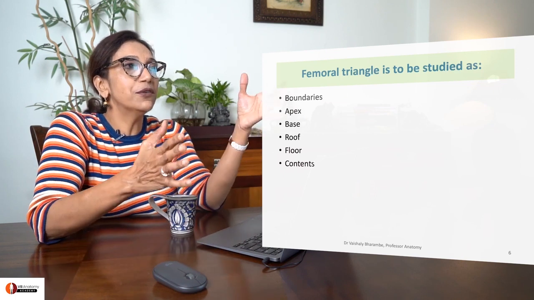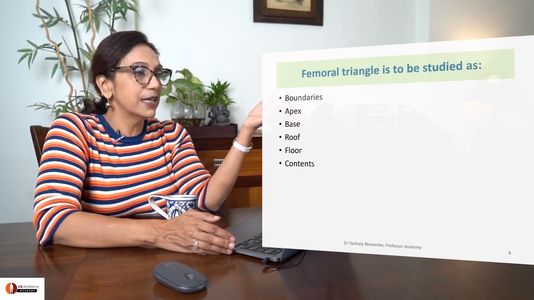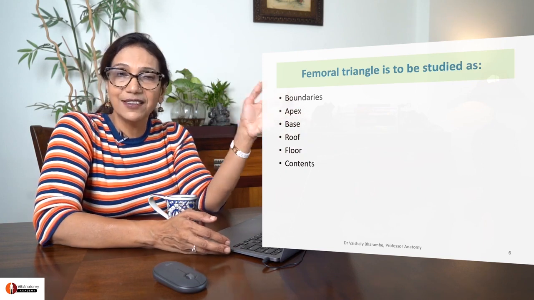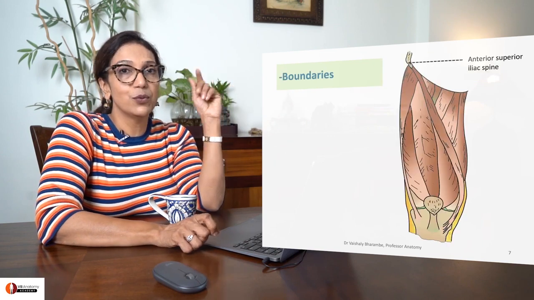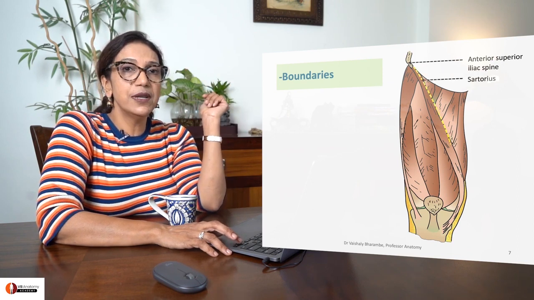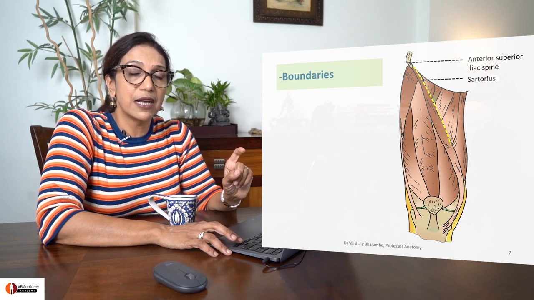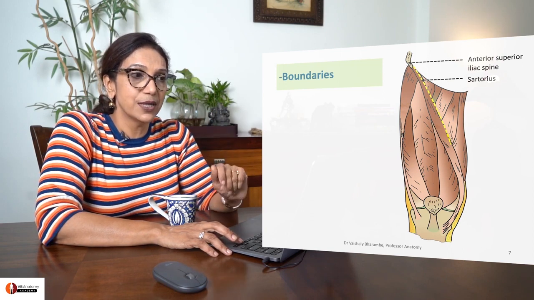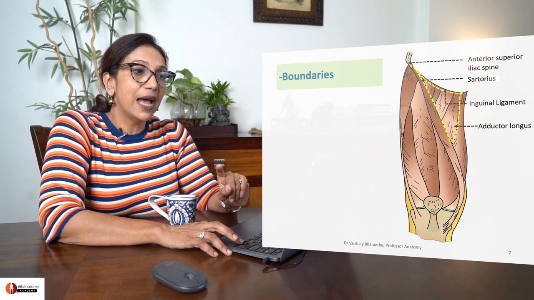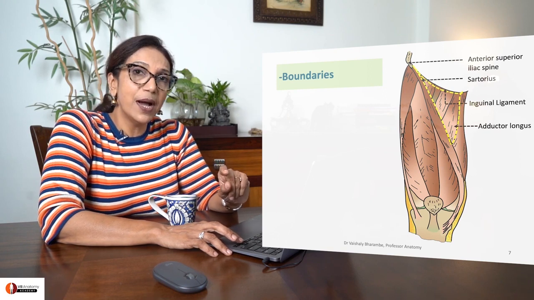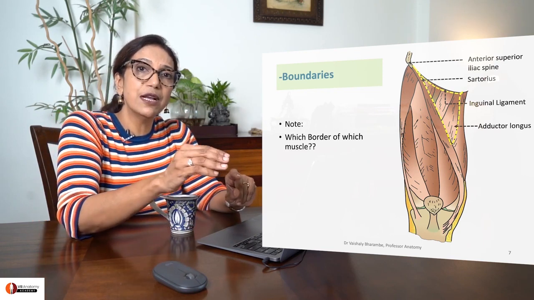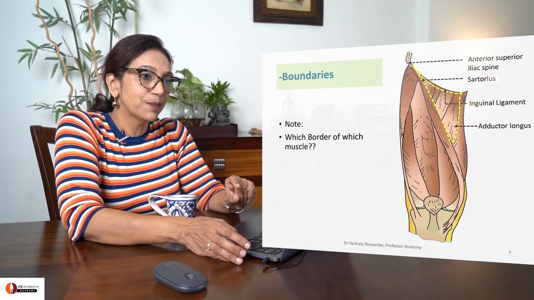Right. So the femoral triangle is a triangular space. We study it as boundaries, apex, base, roof, floor, contents, like we study any other triangle. So let's begin. Boundaries. It has a lateral boundary, medial boundary and a superior boundary. The lateral boundary is formed by the medial border of sartorius. Please note, medial border of sartorius. The medial boundary is formed by the medial border of adductor longus. And the superior boundary is formed by the inguinal ligament. So you must remember which border of which muscle: medial border of sartorius, medial border of adductor longus.